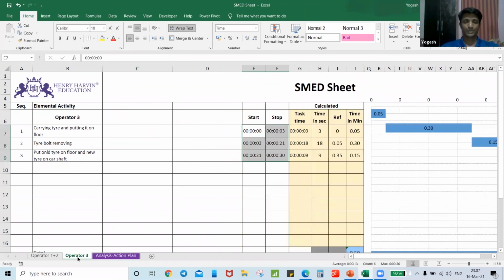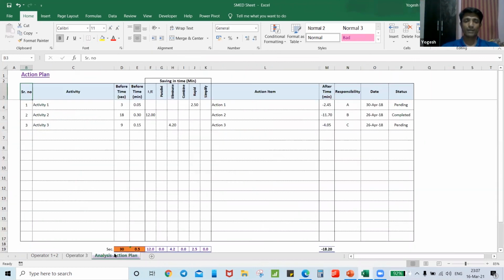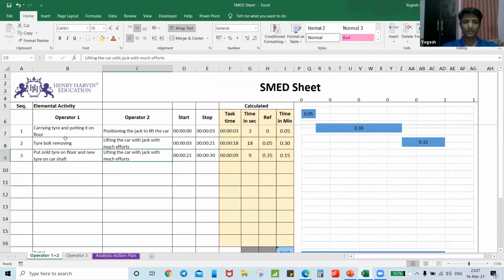Make different sheets. And now once this is done, what we need to do is analyze the graph. We need to see the graph, how it is behaving. At a glance, we can easily find out which activities are taking most of the time, and we need to focus on those activities. And we need to find out the ways how we can eliminate or reduce that time. So the next step is to go to action plan. So we will write down these activities that we have identified.